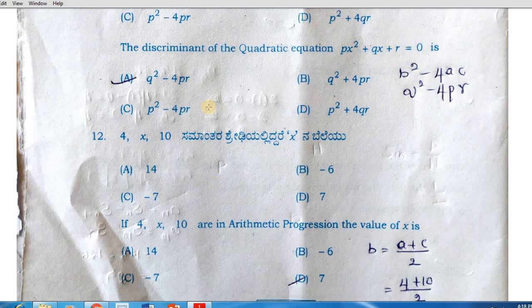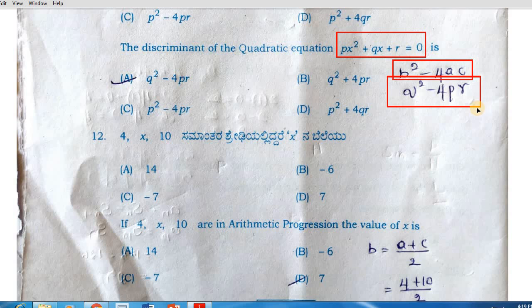Next question number 11, children. The discriminant of the quadratic equation px square plus qx plus r equals 0 is. See, we need to find the discriminant for this equation. Actually your equation is not in the form of ax square plus bx plus c equals 0. Instead of that it is in the form of px square plus qx plus r equals 0. Hence, not to get confused, first write the usual discriminant, b square minus 4ac. Now in the place of b, q is present, hence substitute q. In the place of a substitute p and in the place of c substitute r. Hence we will get q square minus 4pr. Hence option A is right.